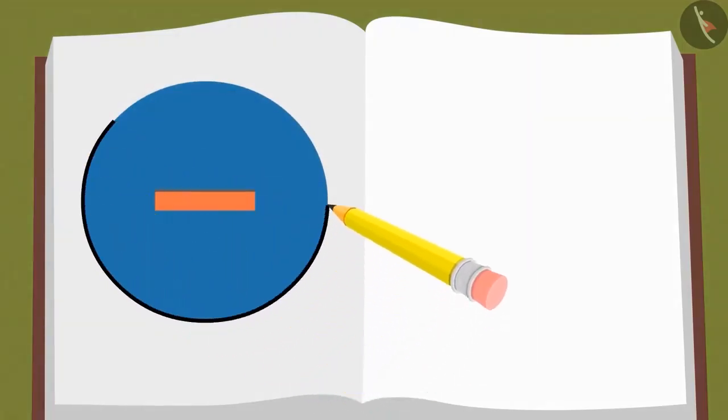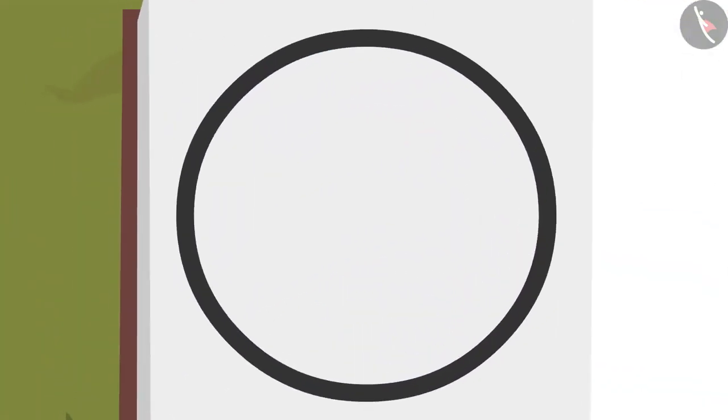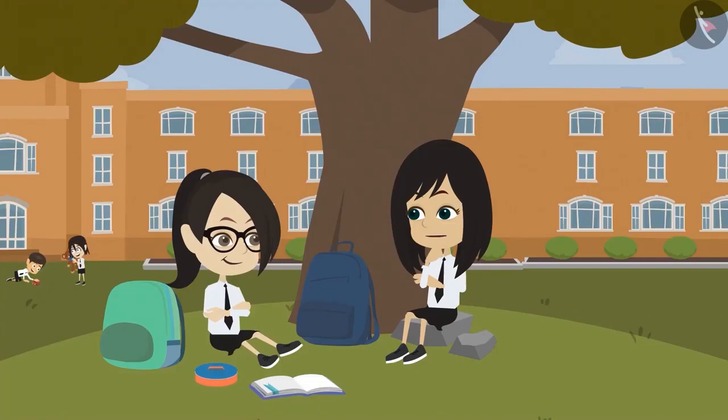And I'll trace its boundary with a pencil. Now let us lift the tiffin box. Look, a round figure is created. Okay, now I understand. What other objects can we use to make a round figure?